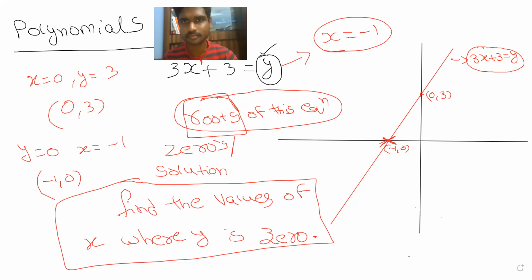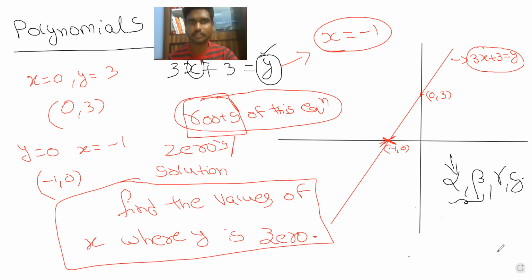In general, the roots are represented with Greek letters. Instead of representing x and y, we will represent them with alpha, beta, gamma, delta, and so on. So if the power of x is 1, you will get 1 root. If the power of x is 2, you will get 2 roots.